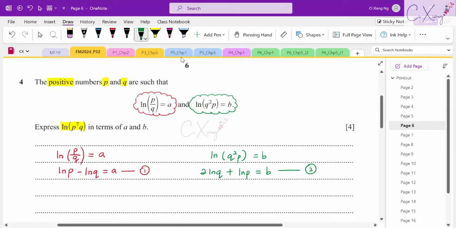Alright, so I plan to find out the ln p and ln q first, and after that I can substitute into this expression here. Okay, so since I have two equations here, I can solve them simultaneously. What am I going to do now is I take equation number 2 minus equation number 1. So 2 ln q minus negative ln q, I will have 3 ln q equals to b minus a. So b minus a. And I get my equation where ln q should be equal to 1 over 3 times b minus a.